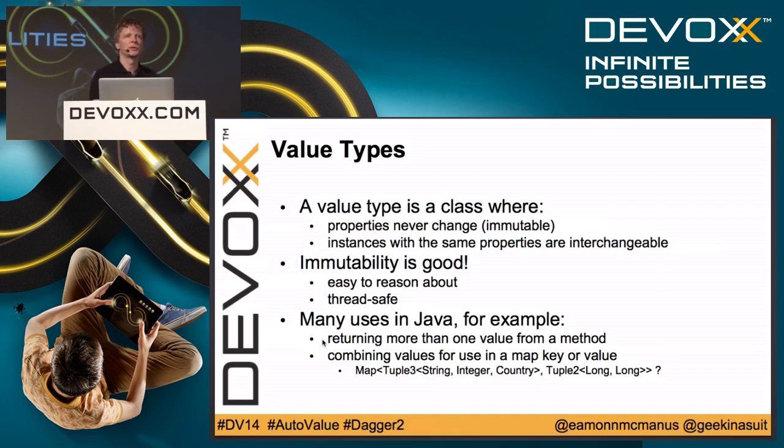So examples of where you use this: you want a tuple basically, you want to return several values from a method, or you want to have a map key that's a complex value, or a map value that's a complex value. But you don't want to be using a tuple because that's really untyped. It isn't actually telling you what the members, the properties, actually mean.